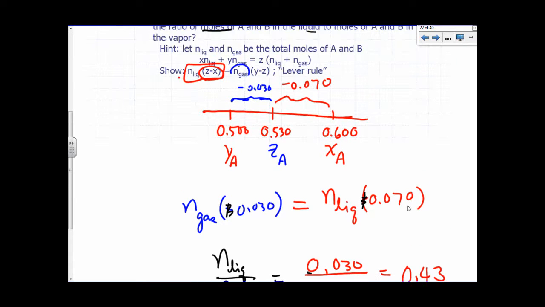Now, if you look at this equation right here, it is very similar to what you use in physics. If you remember your seesaw problem, if you imagine this was the fulcrum, mass times distance from the fulcrum on one side equals mass times distance from the fulcrum on the other side. So this is known as the lever rule. You can just use absolute values here for the differences in your mole fractions. It shouldn't matter because if one's negative, the other would also be negative.